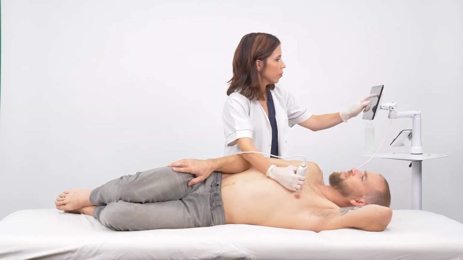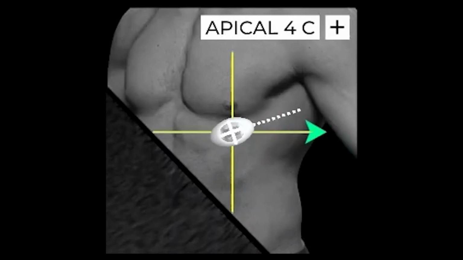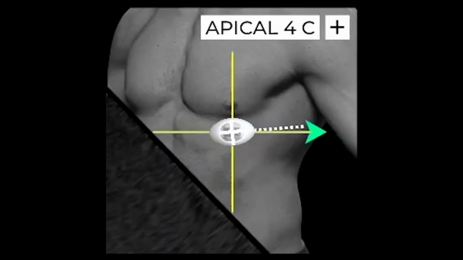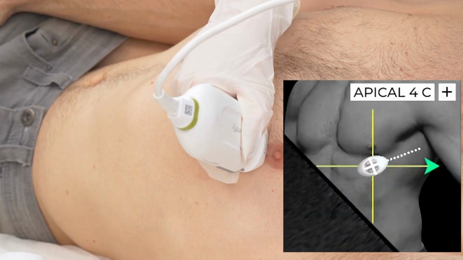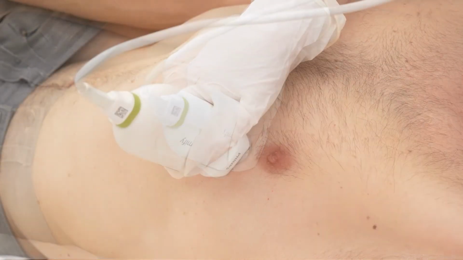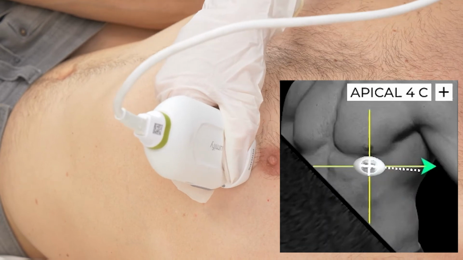The next movement is rotation. Here, the user is asked to rotate the probe on its axis so that the dashed line representing the probe marker will move in the direction of the green arrow. In this case, the user is instructed to rotate the probe clockwise. And here, the system indicates to the user to rotate the probe counterclockwise.